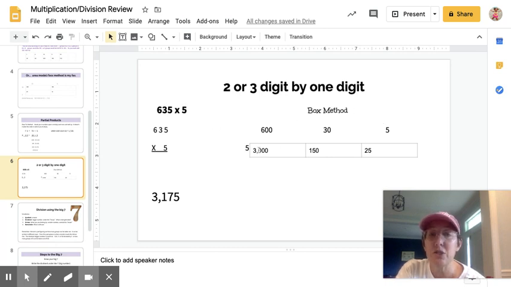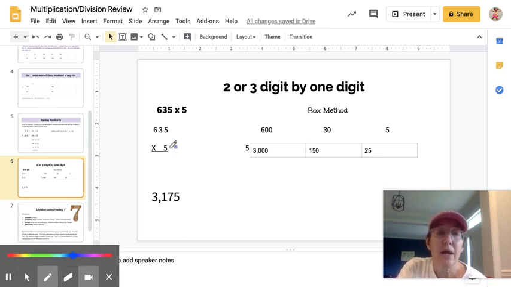Using the box method, you would split it up between 630 and 5 and multiply all those by 5. 5 times 600 is 3,000, 5 times 30 is 150, and 5 times 5 is 25, and you add it all up, and you should get this. Or I did go ahead and teach y'all how to do this the traditional way.